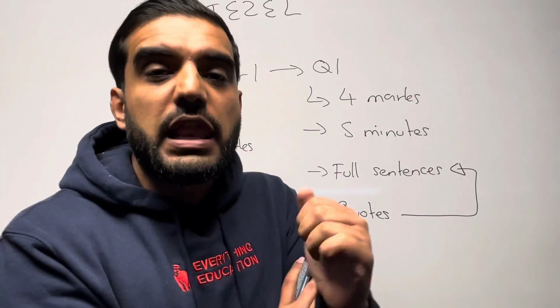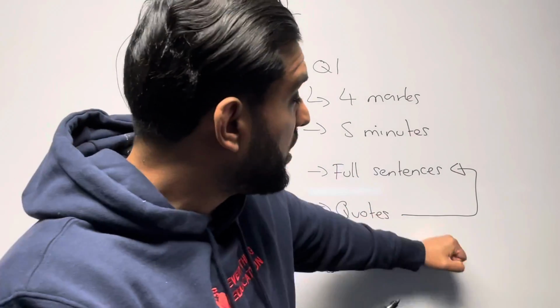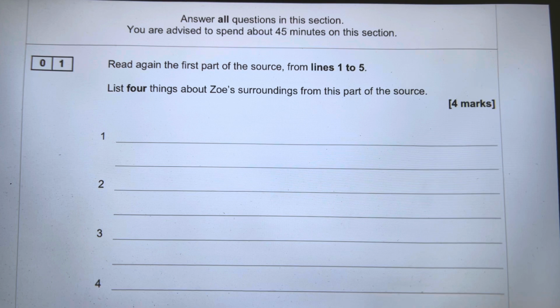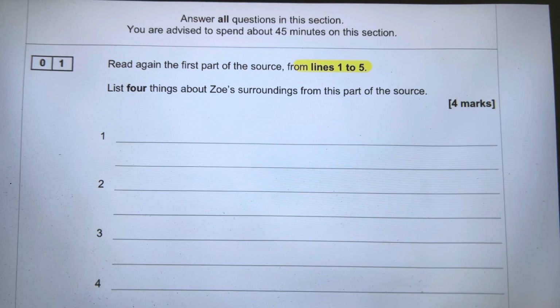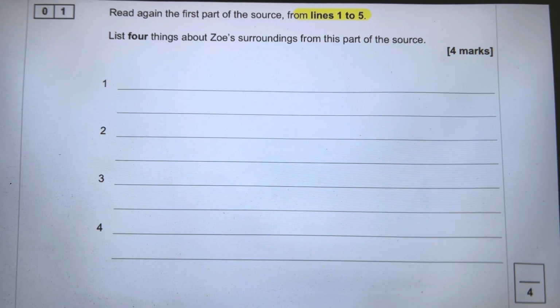All right, guys, let's look at some questions, and now let's plan and then write answers for question number 1 and question number 2. Okay, guys, so let's begin and look at question number 1. Question number 1, guys, is always going to be about a small part of the source. Normally, it's the beginning, guys, hence why it says lines 1 to 5. And it is very straightforward, guys. We must list 4 things about something. In this question, guys, it says list 4 things about Zoe's surroundings from this part of the source. So for question number 1, guys, we must list 4 things about Zoe's surroundings.